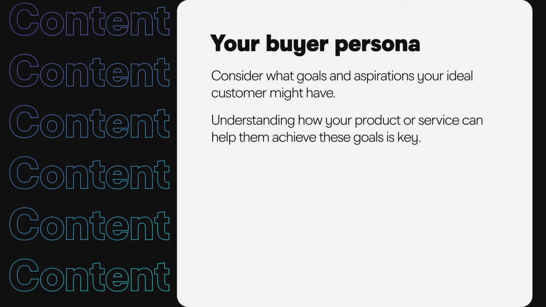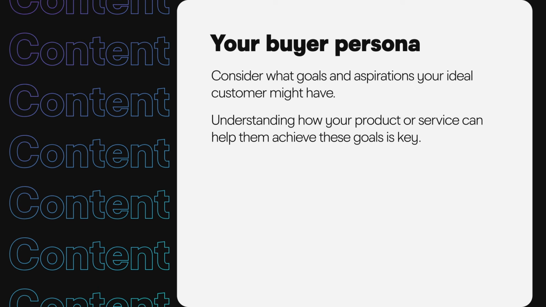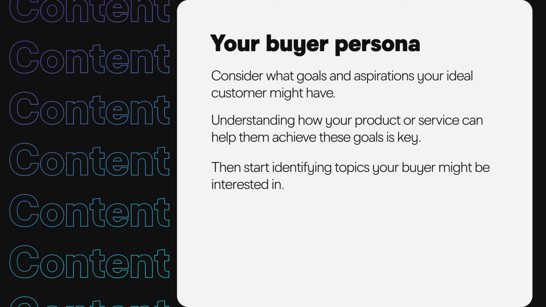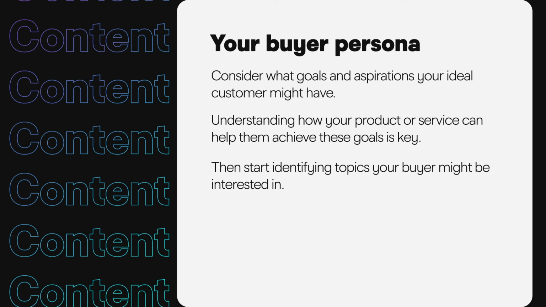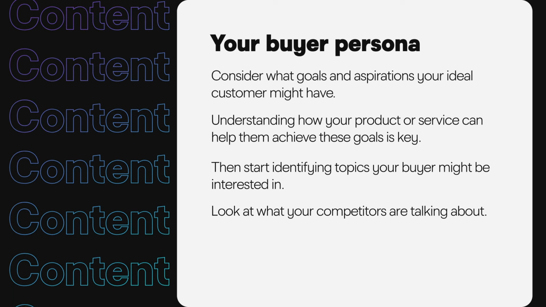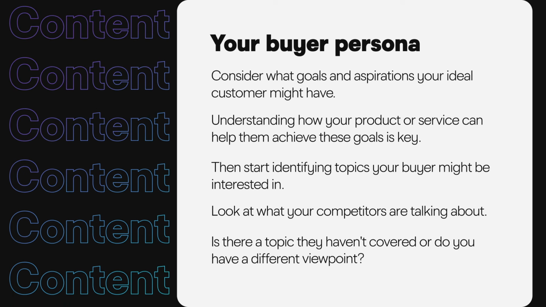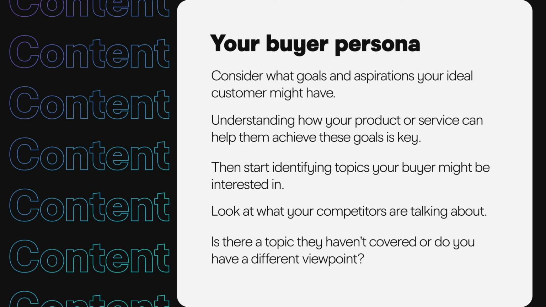And once you've created your buyer persona, you can start by identifying topics they might be interested in. If you're new to an industry and audience, you might want to look at what competitors are already talking about. Is there a topic that they haven't covered? Do you have a different viewpoint? Brainstorm these topics and see how they align with your audience, particularly your buyer persona.